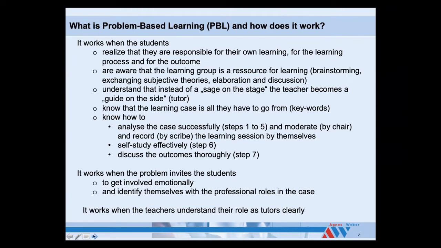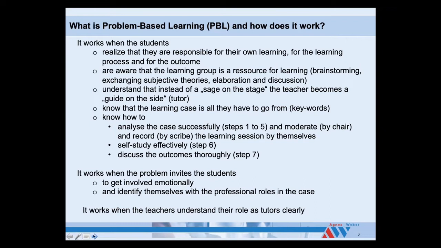And if they know that the learning case is all they have to go from, the learning case must be very well constructed with the keywords that are necessary to become aware of the concepts and theories behind it. If they know how to analyze the case successfully, steps 1 to 5, and moderate, chair their own meeting, and protocol or scribe also their own learning sessions by themselves.